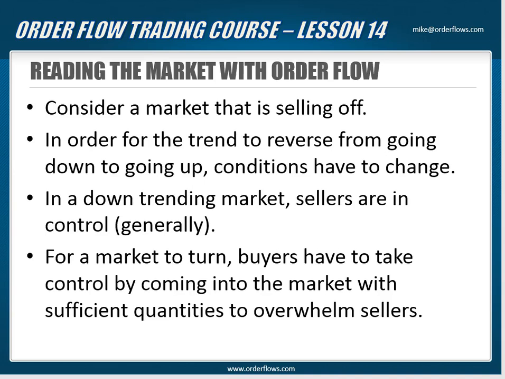Consider a market that's selling off. In order for the trend to reverse from going down to going up, conditions have to change. So, in a downtrending market, sellers are in control generally. I say generally. Obviously, if the market's going down, sellers are pushing it down. There's going to be times when that's not necessarily the case. There just could be no support in the market. Not enough bidders, and the market is just drifting lower. There are always buyers and sellers in the market, and sometimes there's just not enough buyers to support the market. So for a market to turn, buyers have to take control by coming into the market with sufficient quantities to overwhelm the sellers.